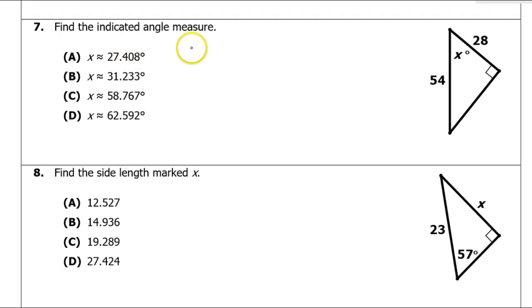All right, for number 7, the angle that we're dealing with is right here. Of course, this 54 is the hypotenuse because it's across from the 90-degree angle. Across from the angle that we are working with is the opposite leg. Right next to the angle is the adjacent leg. So now let's consider Sohcahtoa.